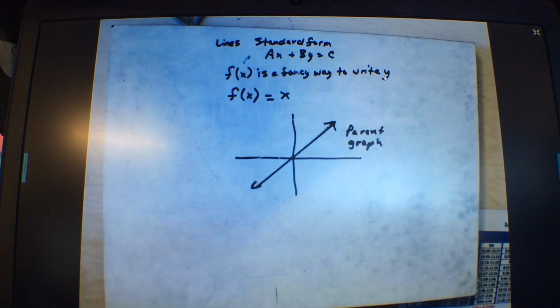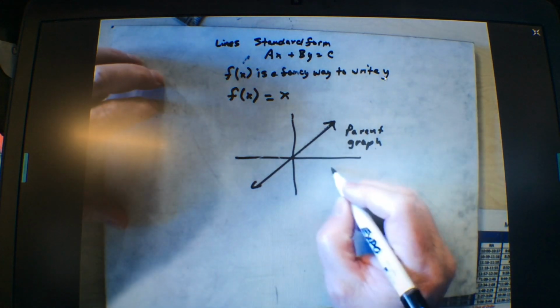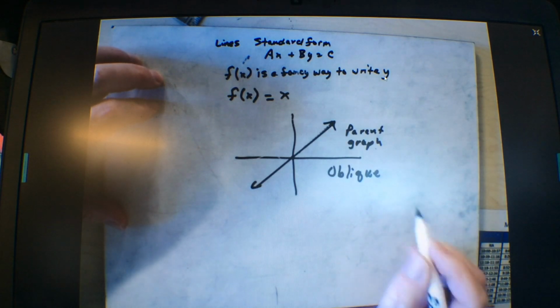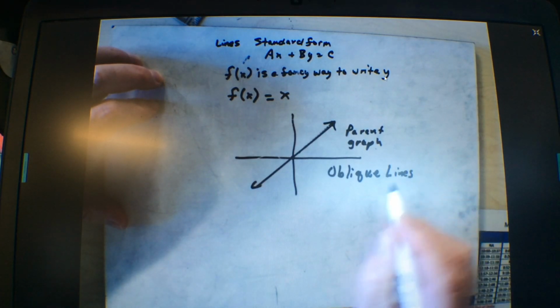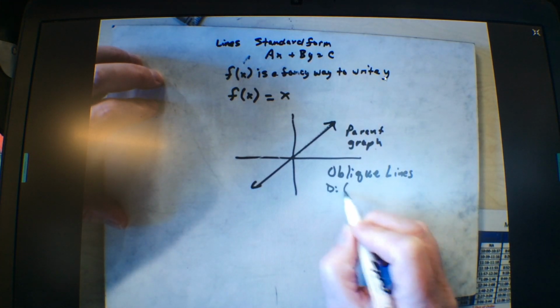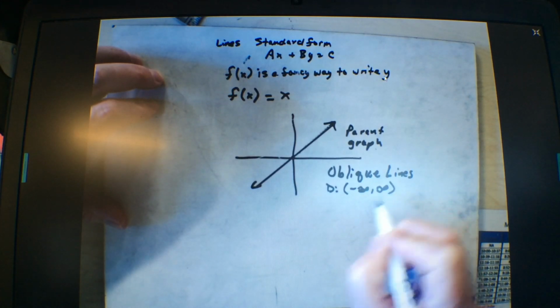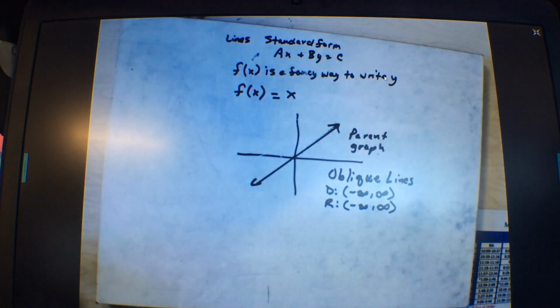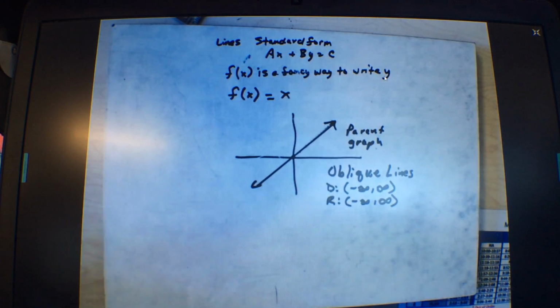Now, remember what I call a line that is not vertical or horizontal? Oblique. This is the beginning of oblique lines, and they are all based on this line. For oblique lines, the domain is this and this, and the range is this and this. That means from negative infinity to infinity, oblique lines are like that.